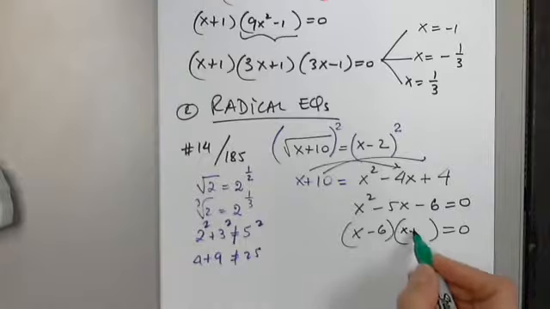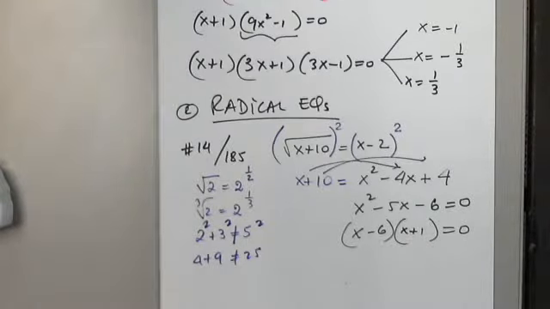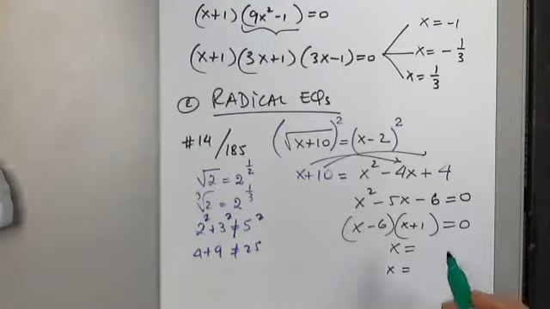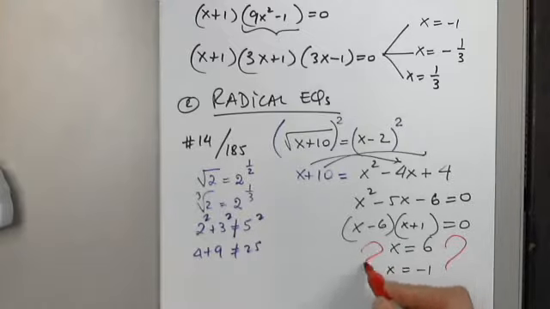X minus 6 and x plus 1. I agree. Therefore, we have 2 options. Yes? Very good. Now, when we solve radical equations, we have no clue if they work in the original problem.